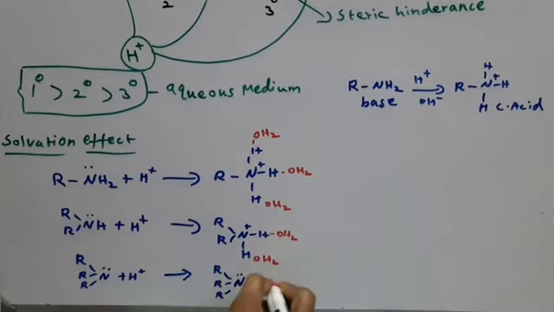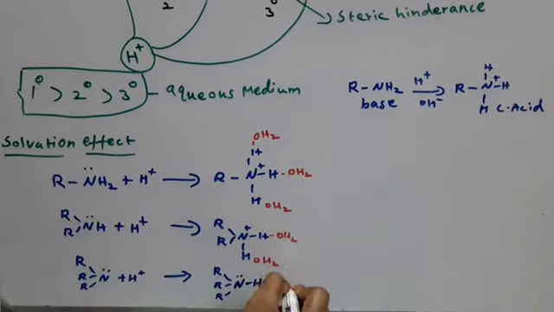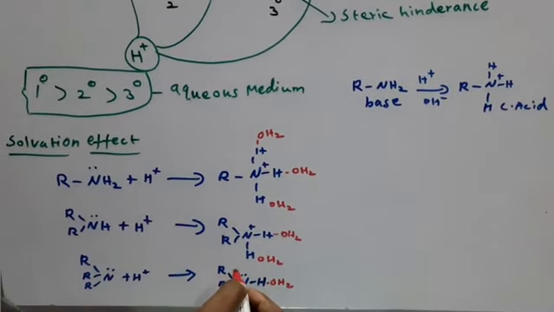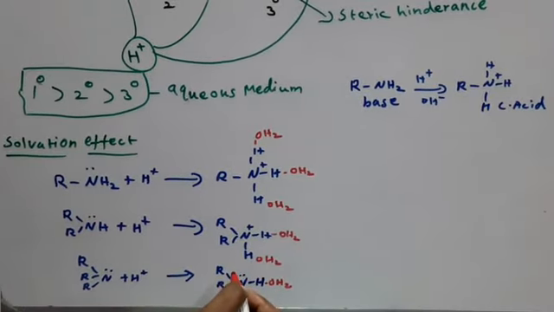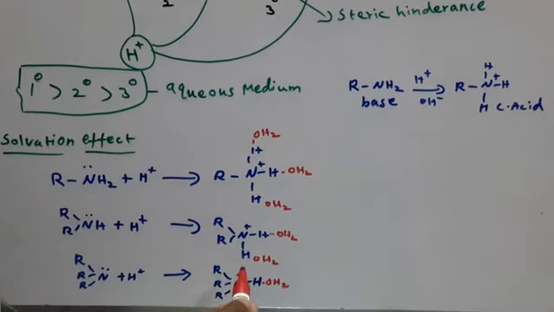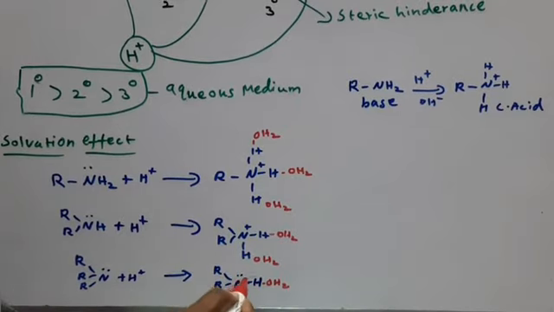But here only one OH2. Okay, so that is the decreasing order of the hydrogen bonding in water and the stability of the ion. You see here, the greater the size of the ion, the lesser will be the solvation.